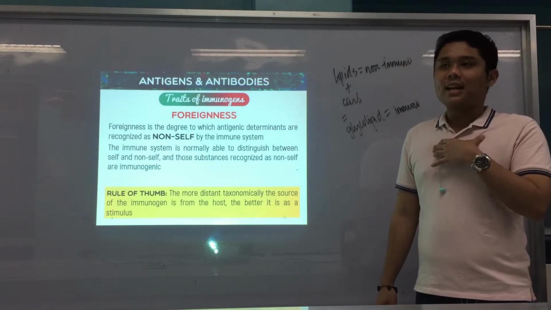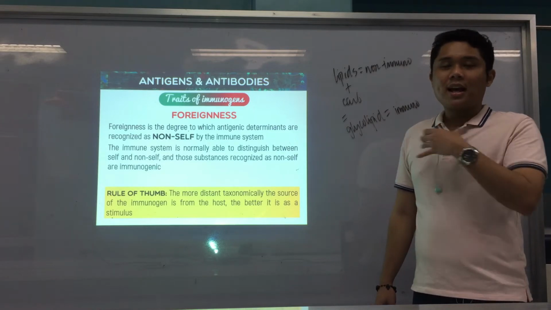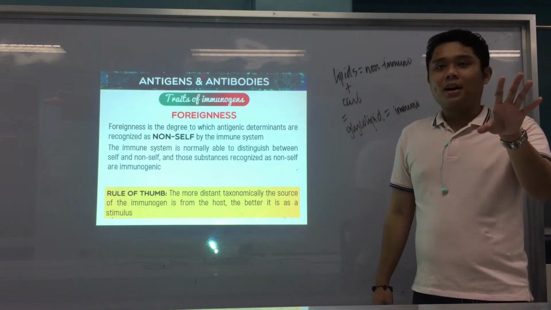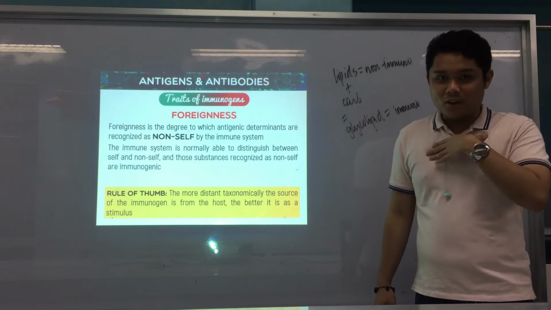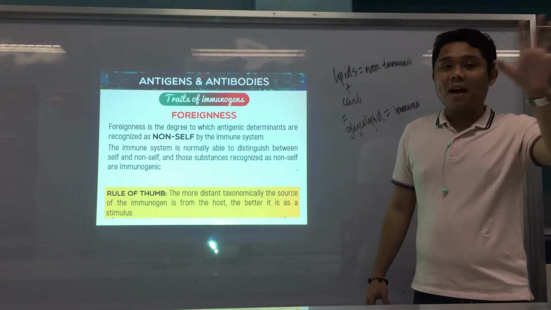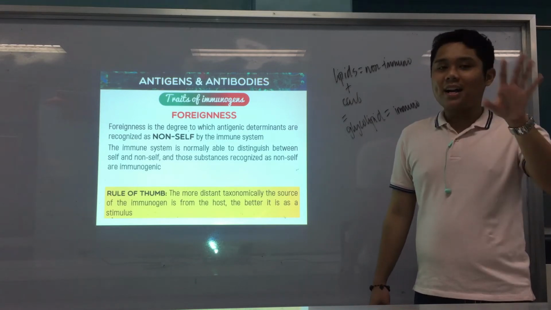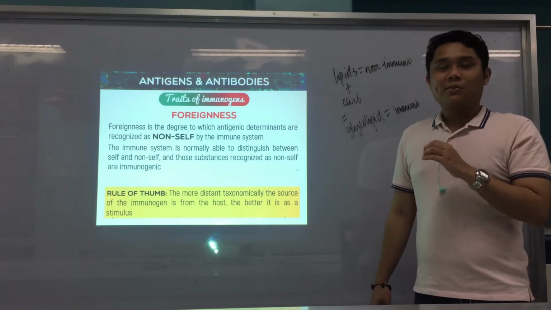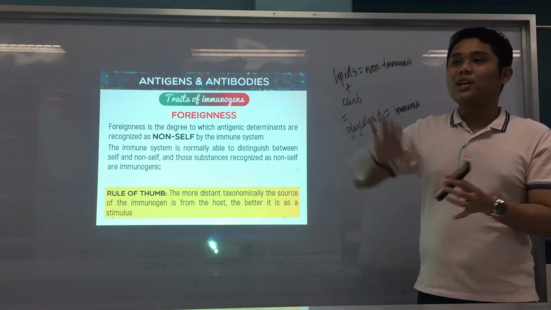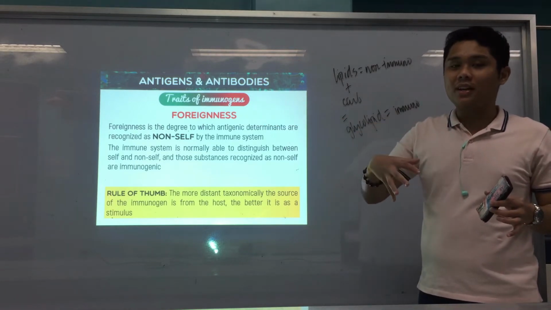Let's say you have an immunogen from animals and you have an immunogen from plants. So which one is more immunogenic to us, the animals or plants? Of course, it's the plants, because they are taxonomically farther from us compared to animals.